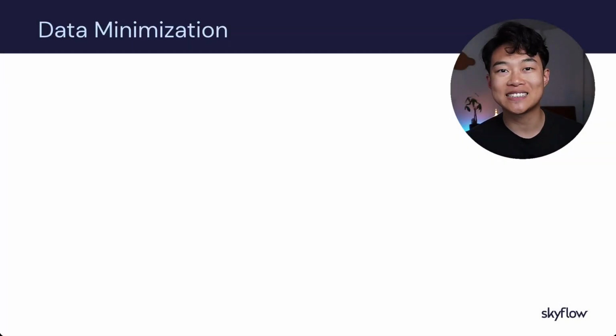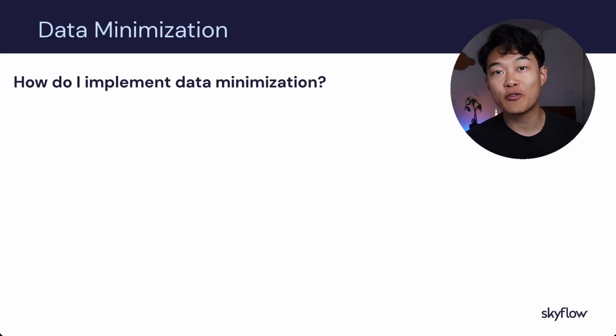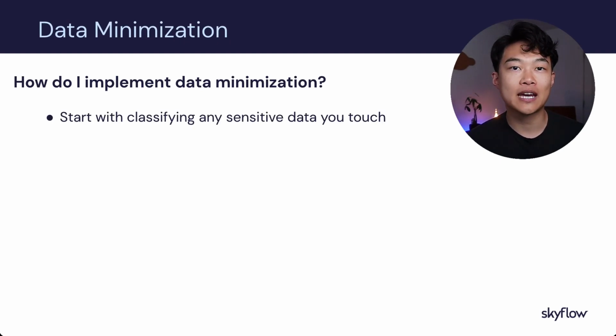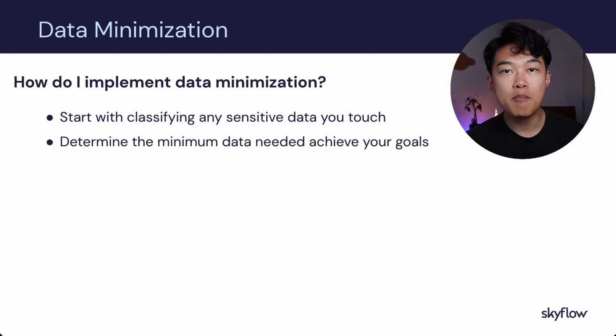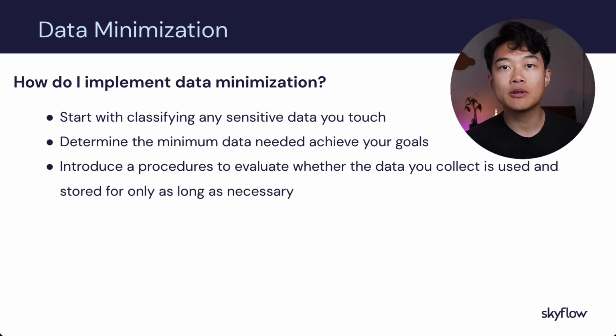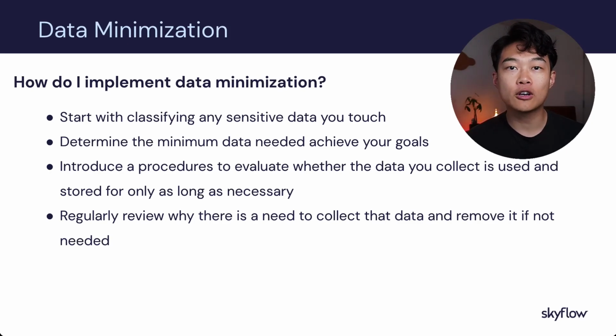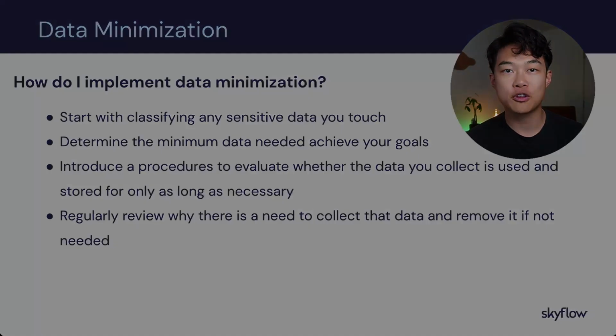So how can you implement data minimization in your own organization? Here are some best practices to follow. It starts off with data classification, as per our previous point of discussion. Identify the types of PII your organization collects and stores. Determine the minimum amount of data needed to achieve your organization's goals. Implement policies and procedures to ensure that data collected and stored is only needed and only used for as long as necessary. Regularly review and update your data minimization practices to ensure compliance with data protection laws and other regulations.